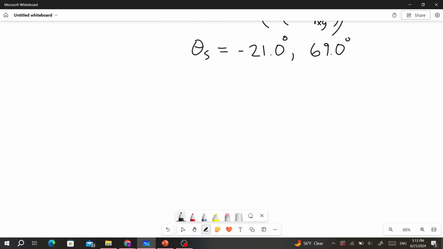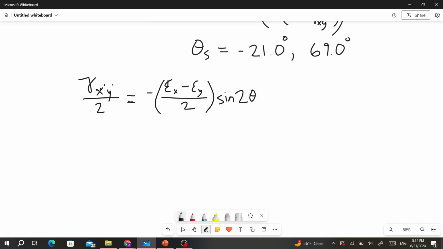So let's write out our shear strain transformation equation, which is gamma x prime y prime over 2 is equal to negative epsilon x minus epsilon y over 2 times sine 2 theta plus gamma xy over 2 cosine 2 theta.